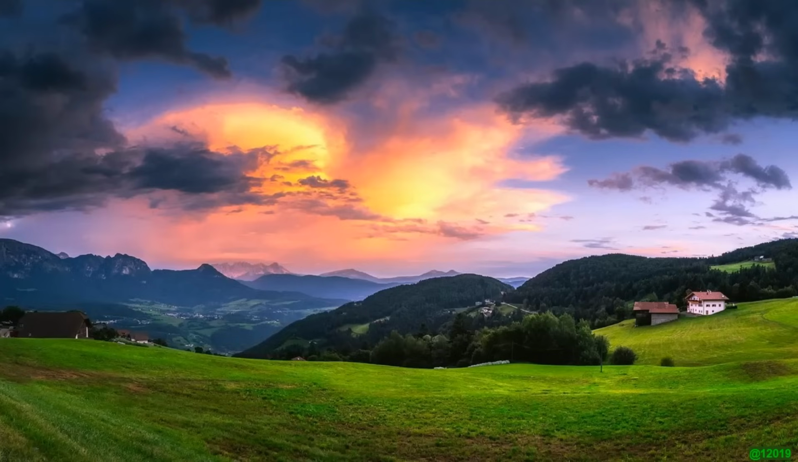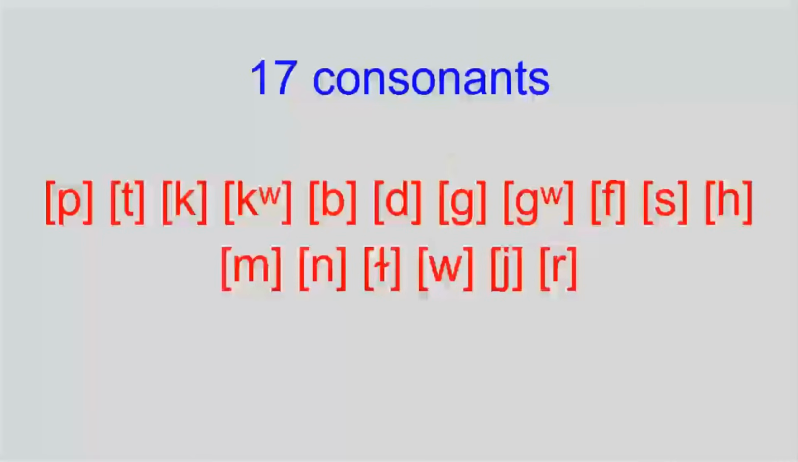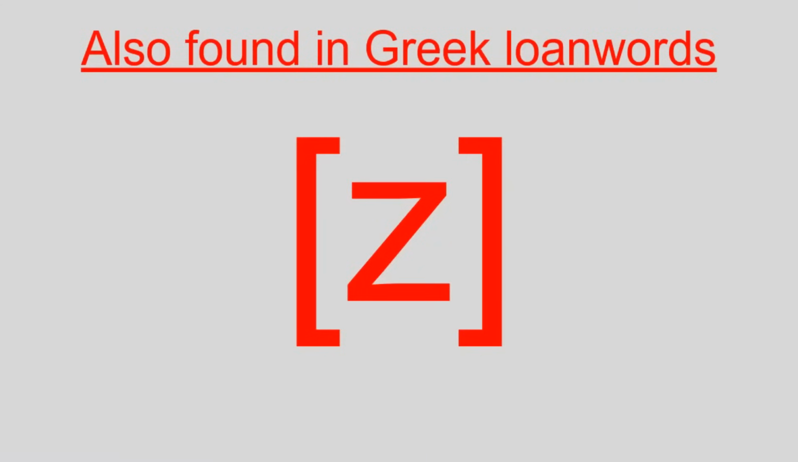So now we'll just look at the phonology of Classical Latin to see what we're starting from. In terms of consonant phonemes, Classical Latin had 17 of them, with 8 plosives, ba, pa, ka, kwa, da, ta, ga, and gwa, 3 fricatives, fa, sa, and ha, 2 nasals, ma and na, 3 approximants, la, wa, ya, and the trill, ra. In addition, z was sometimes present in Greek loanwords.